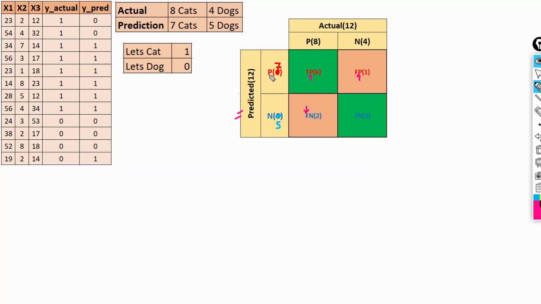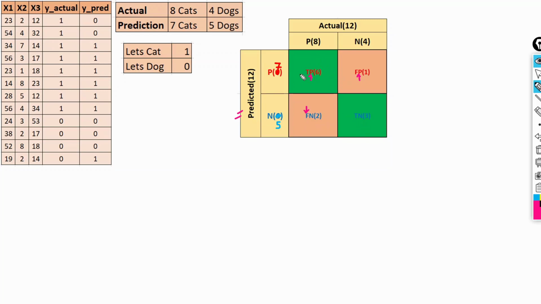If both the things are correct, then we say it is true. If both the things are incorrect, we say it is false. Let's see. P and P, positive and positive, it means true. Negative and negative means true, right? But here positive and negative both are incorrect, right? So that's why we are mentioning it as false. Here negative and positive, that's why it is false. Now the second term P, positive. The second term is always denoted by the predicted value. P, right? P, then N, then N.